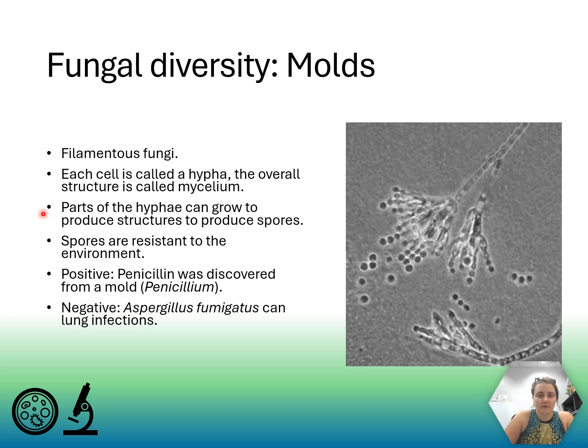Parts of the hyphae can grow to produce structures to produce spores, so this is a sporulating type of fungi. And many spores, just like endospores when we talked about bacteria, are very resistant to the environment. They're a great place to have important information, right, to protect the organism going forward.